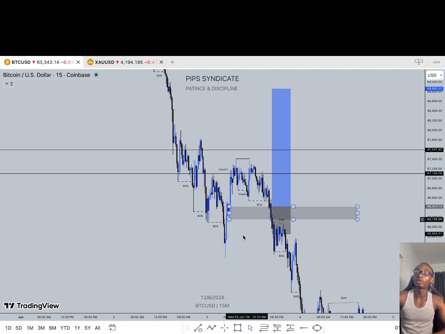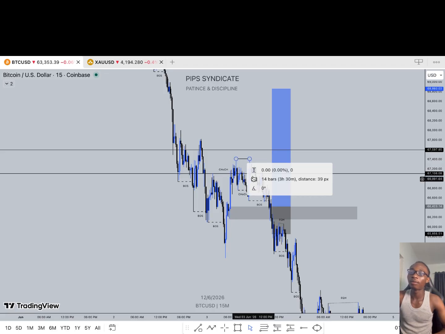So we had this change of character, which I was waiting for, which was my confirmation on the 15-minute time frame after a sweep. After we got this change of character, price came here, pushed back up, but failed to close at this level here.